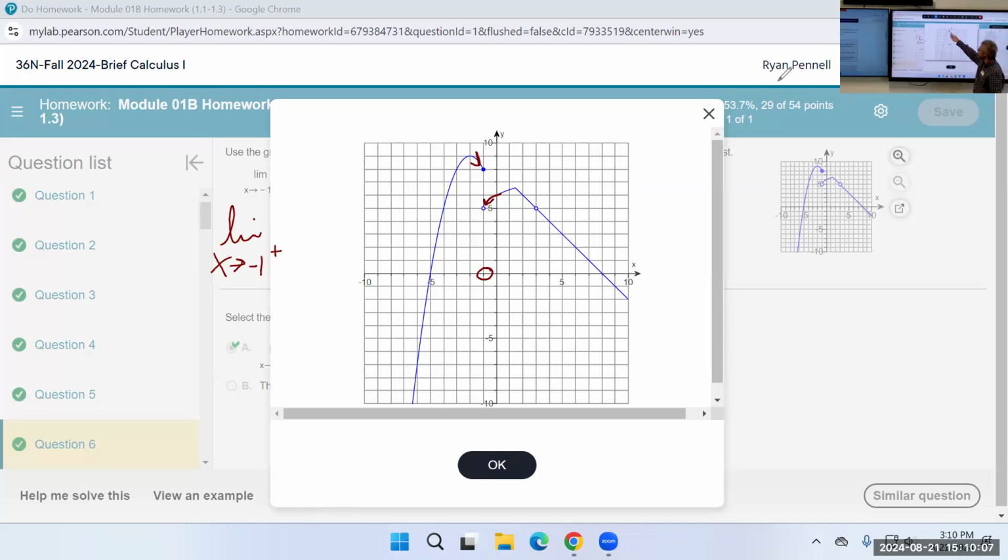Even though there is a point, if I go to that point, I know where it ends up. It ends up at 8. The limit doesn't exist because they don't agree.